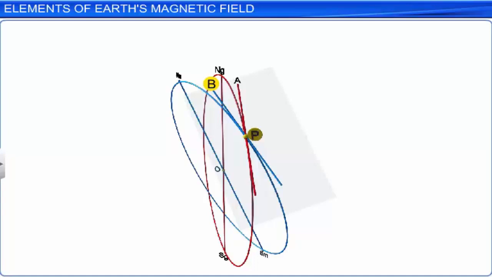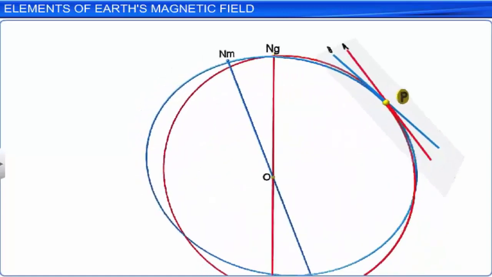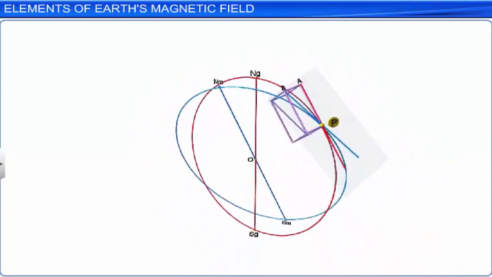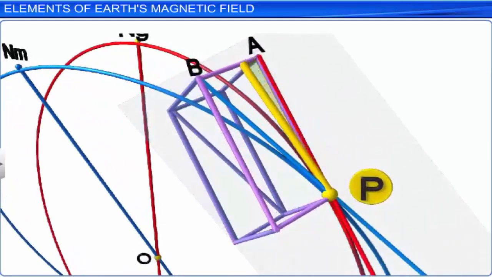Construct a parallelepiped passing through P, A and B. Rotate the line PA in the tangent plane such that it touches the parallelepiped at B. This angle of rotation is the angle of declination D at the point P.